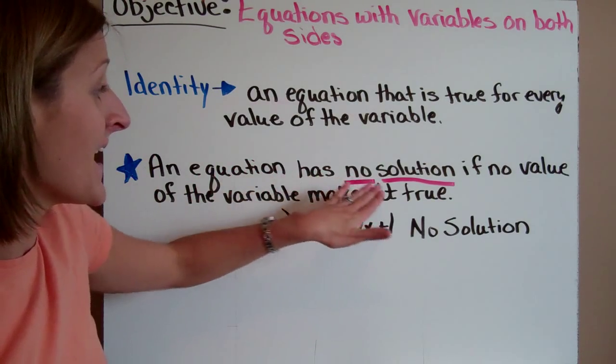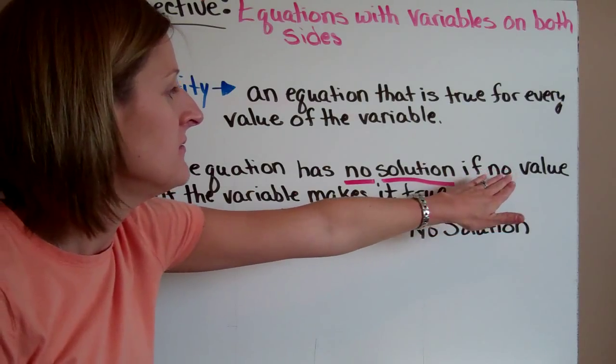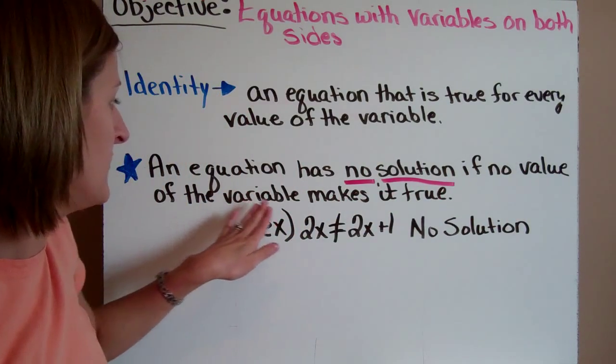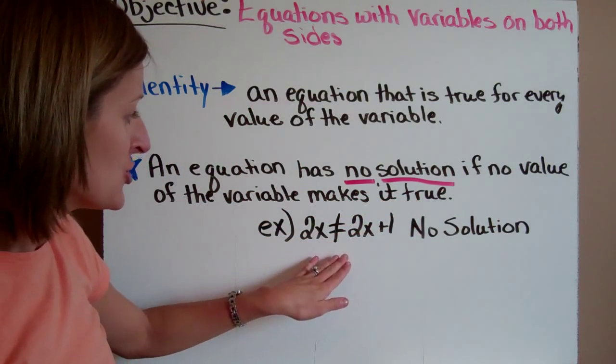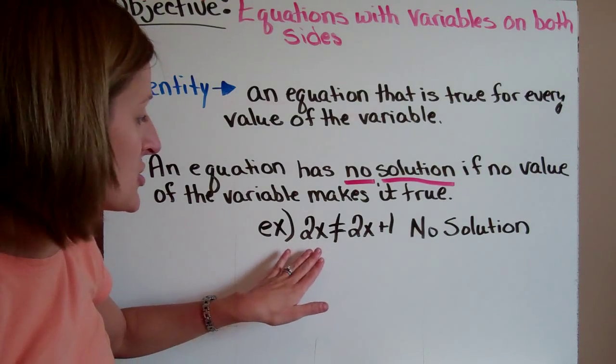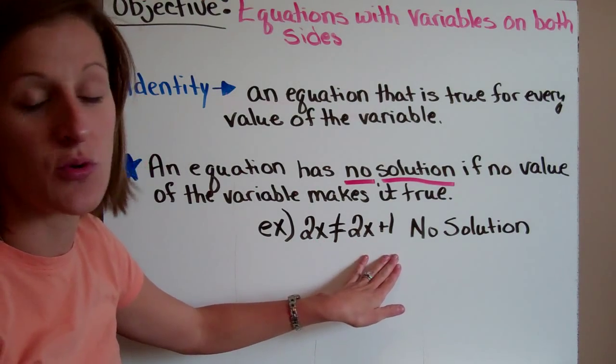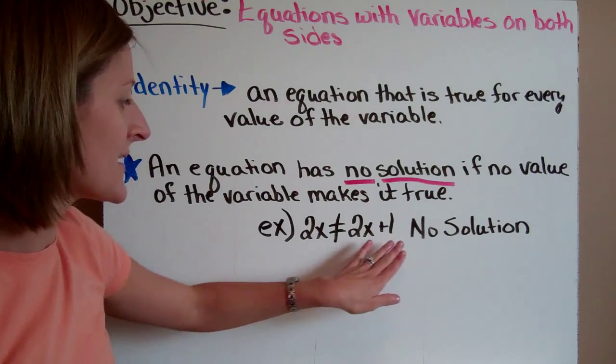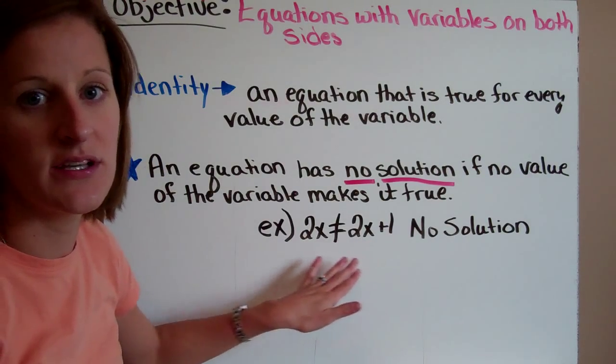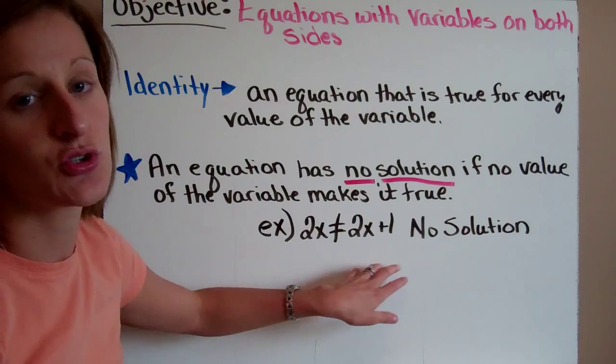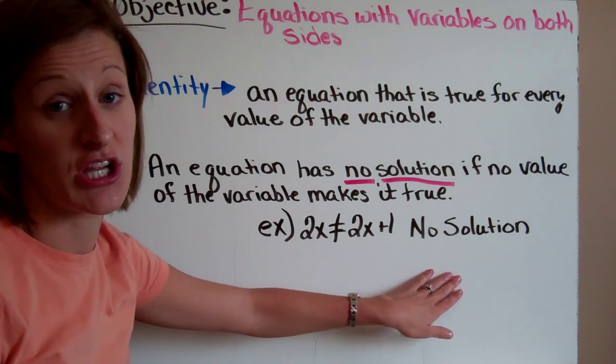Now, an equation has no solution if no value of the variable makes it true. So you'll end up with something looking like 2x equals 2x plus 1. Well, you know 2x and 2x plus 1 don't equal each other, so you know this is not true and this is going to be a no solution equation.